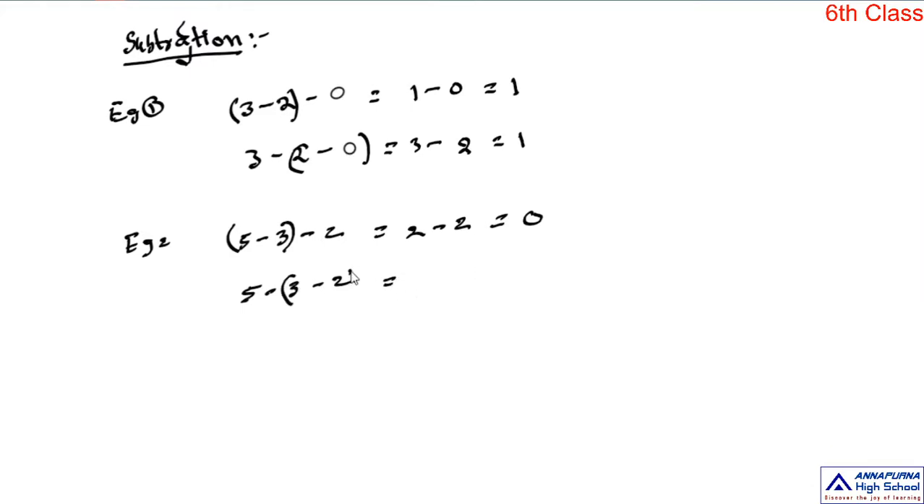Here we can change the order. 3 minus 2, how much? 1. Next, if we subtract 1 from 5, that is equal to 4. Here the results are different. In the first example, in two different ways, the result is the same. In the second example, different answers are there.